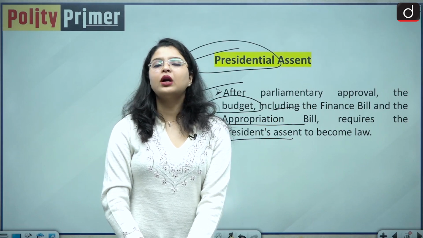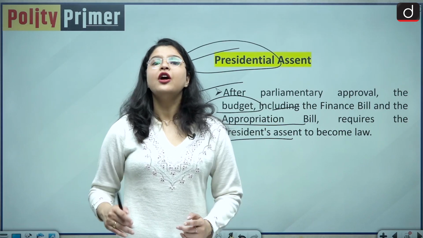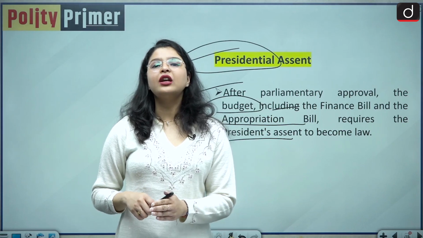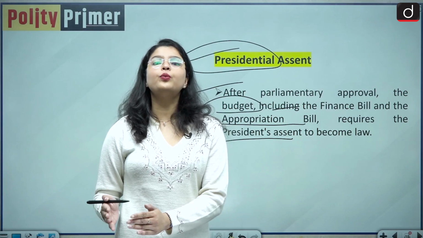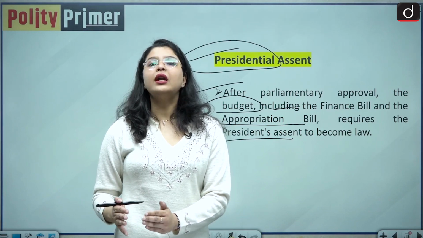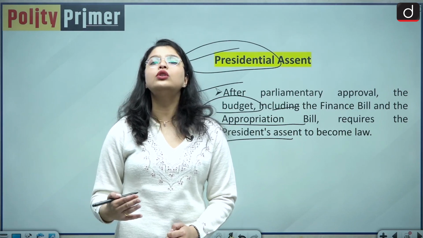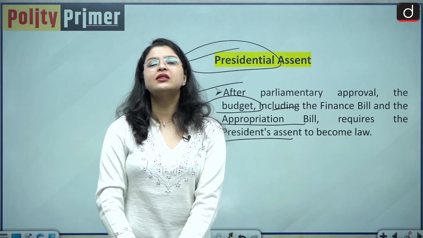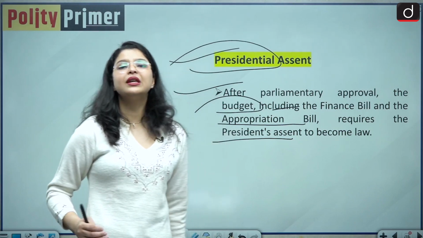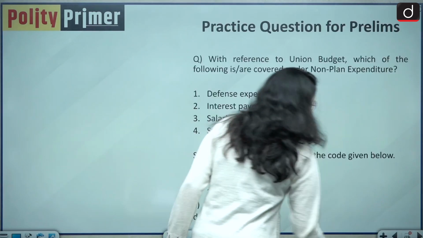With this, we come to a conclusion of today's discussion. We have seen that there are crucial reasons behind the need for the Parliament to pass the budget. We have also understood in detail how the Union budget is passed in the Parliament. And now let us discuss a practice question for your preliminary examination.